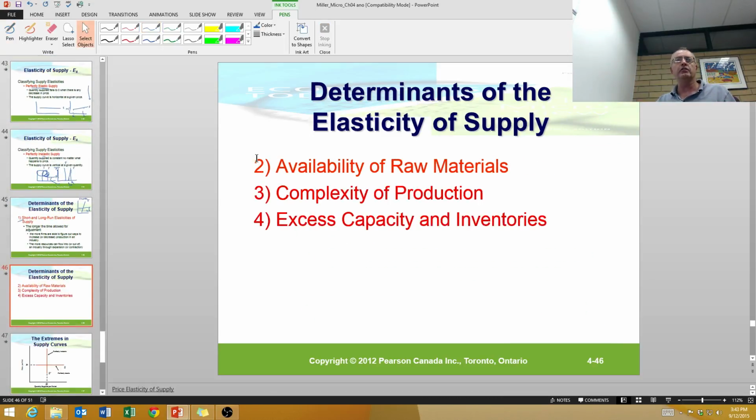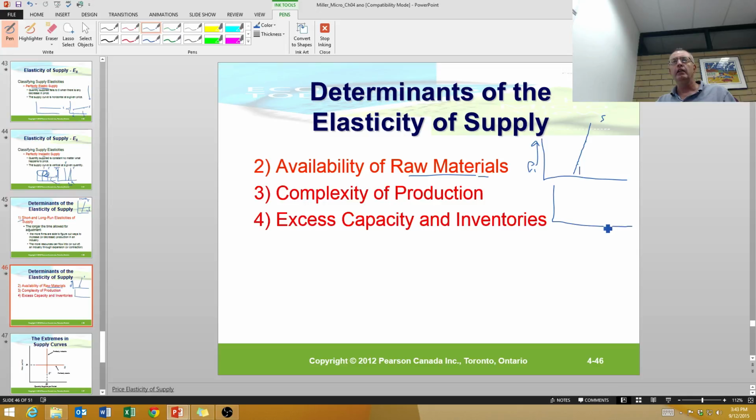Okay, and then we have some other factors here. So availability of raw materials. So we can imagine ourselves, we produce some product, but we don't have a lot of raw material inventory on hand. So even though the price may increase significantly in the short run from P1 to P2, we really can't increase our supply very significantly because we don't have a lot of raw materials on hand. So, okay, and likewise with so-called complexity of production.